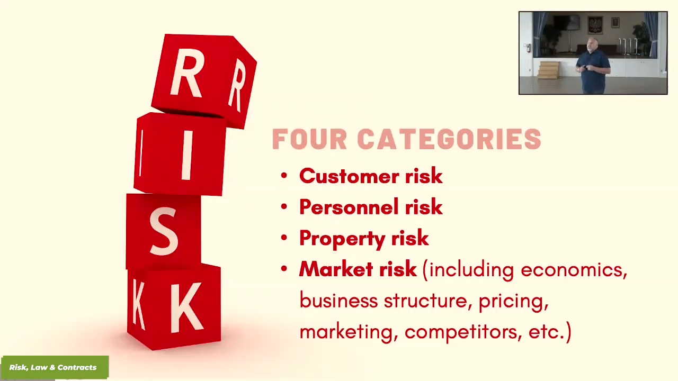Now, the other four categories that the book talks about are customer risk, what's our personal risk that we have involved, what's a property risk, and then what's market risk. So in the market risk, including economics, your business structure, your pricing, your competitors, stuff like that, we're going to talk a little bit later on. But again, just knowing so you know that there's other risks that are involved in this.